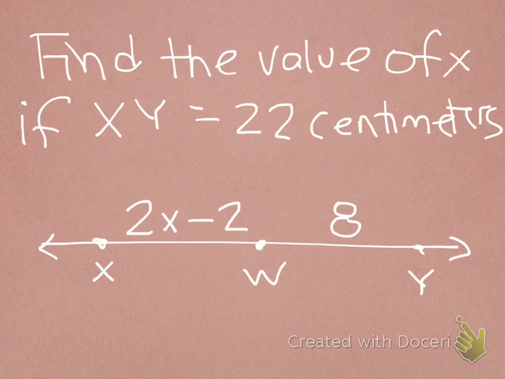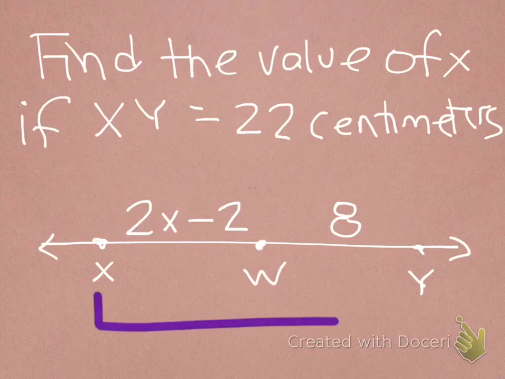Okay, next one is going to be similar. This one says find the value of x if XY equals 22, and they've also labeled parts of this line. So if we label XY as 22, we can use all this information to find what x is. You have two segments that add up to one total segment: XW and then WY add up to be XY. So we can set up our equation the exact same way.